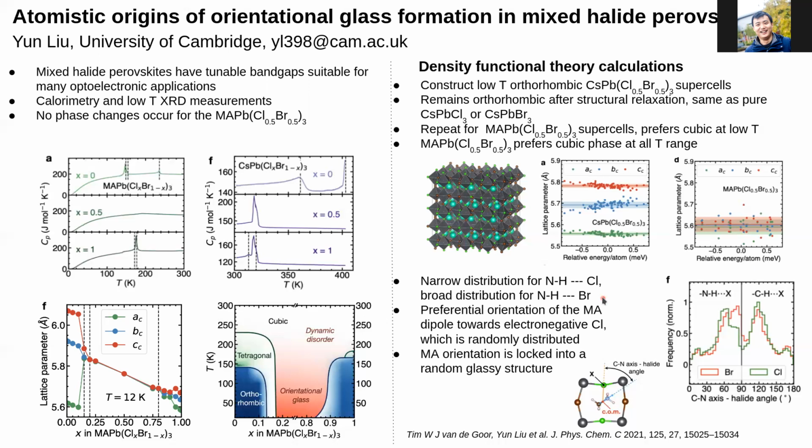So when you lower the temperature, the MA is locked into these random glassy structures, whereby even if you lower the temperature, the cubic structure is retained due to the presence of hydrogen bonding and the preferential alignment of the methyl ammonium cations.